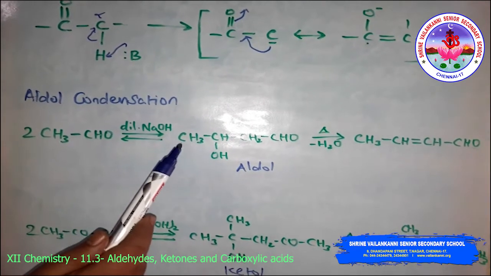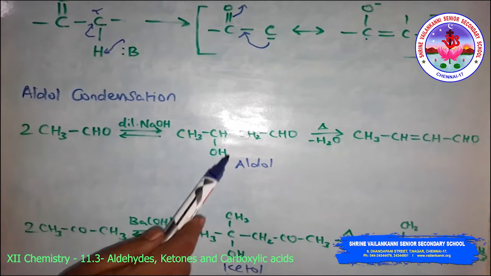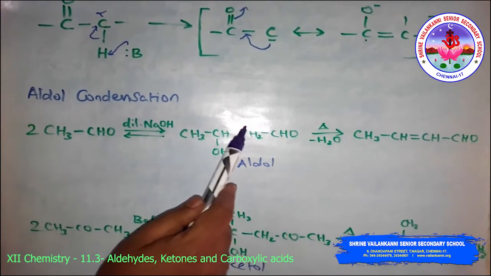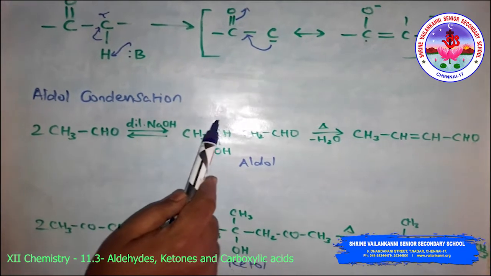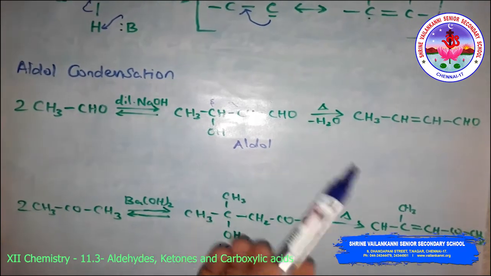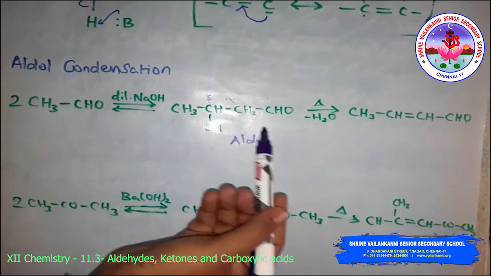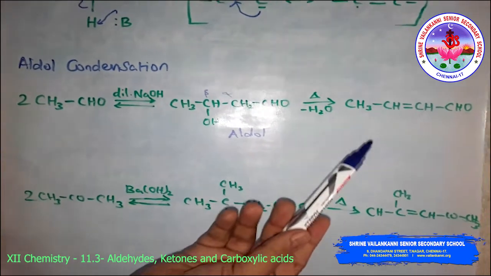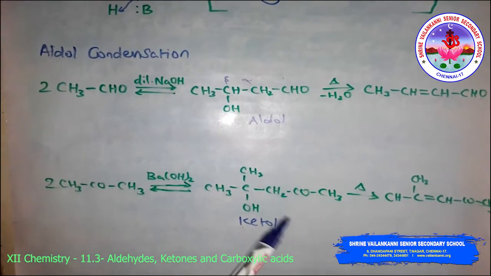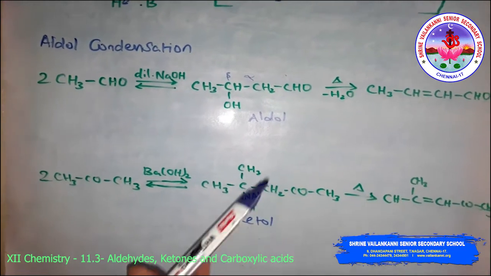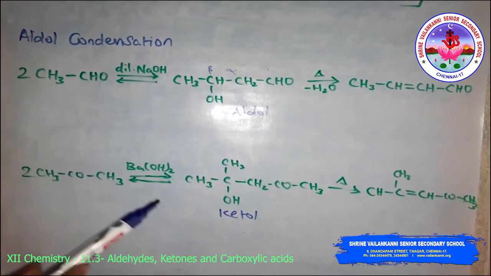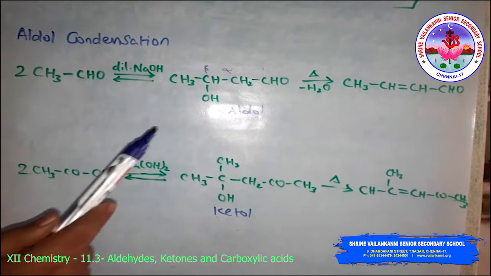to form beta hydroxy compounds. This is the beta position, because this is an aldehyde, so this is alpha and this is beta. So beta hydroxy aldehyde is also called aldol, or beta hydroxy ketones. Look at this, beta hydroxy ketones are also called ketol. This reaction is called the aldol condensation reaction.